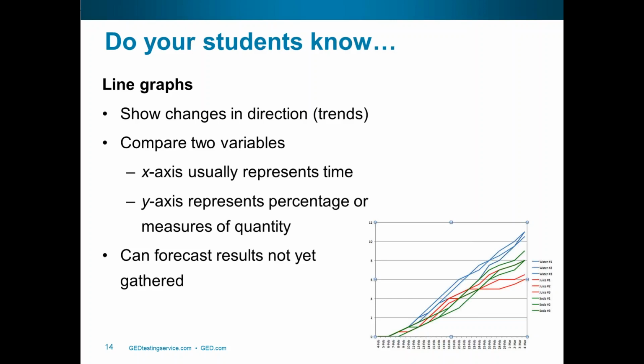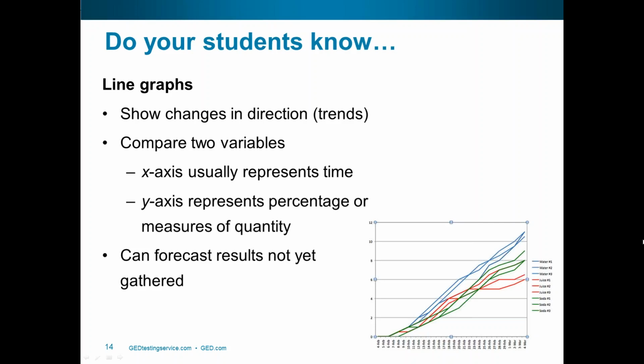Well, there can be any number of things that they're going to do, but they need to understand, first of all, what a line graph is designed to do. They need to know that it's going to show a direction, it's going to show a trend, and they've got to be able to recognize those variables that are there. On the x-axis, it's usually something representing time. If they look at the y-axis, it's a percentage or maybe some kind of quantity. And if they can make a prediction, they can forecast something from that.